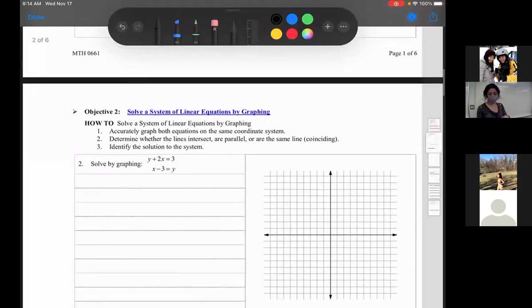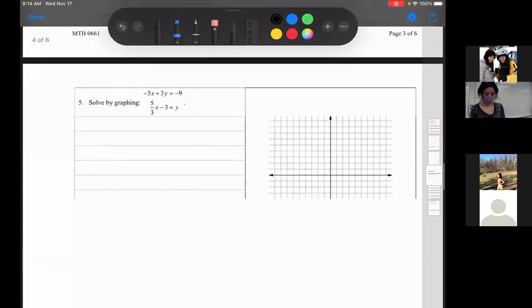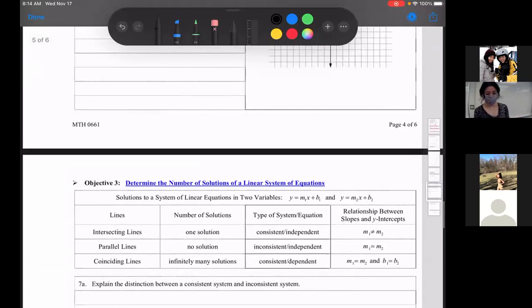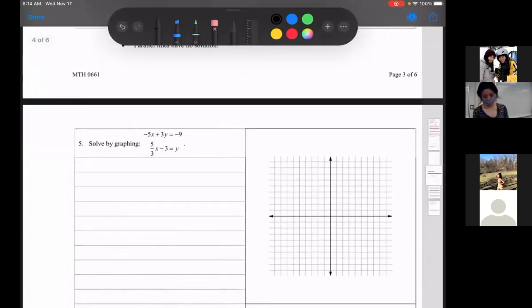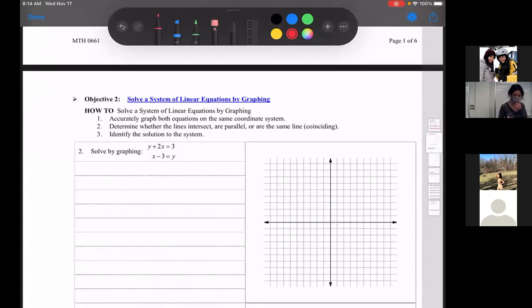The second method is solve by substitution. And the third one is solve by elimination. Those are my favorites, but graphing, not so much. But still, I've got to show you that. So how do I solve a system of linear equations by graphing? First, you accurately graph both equations on the same coordinate system. You know how you do rise over run, or you can pick points. Second, determine whether the lines intersect, are parallel, or are the same line.